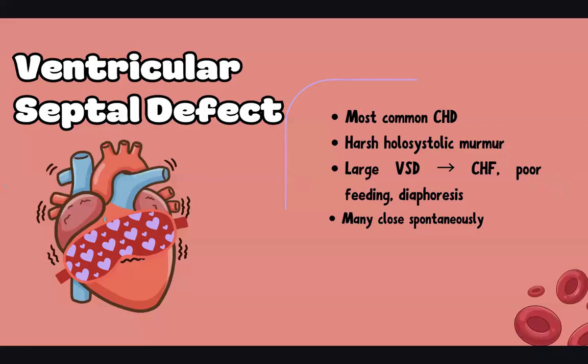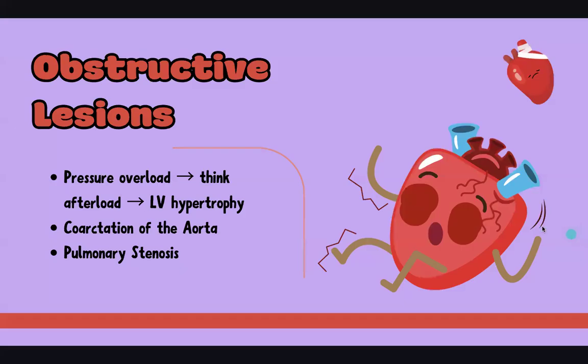All right, VSD. The most common congenital heart defect is VSD. They have a super harsh systolic murmur, and if their VSD is not treated, it can actually lead to CHF. So just make sure that you know that, and it can also close spontaneously.